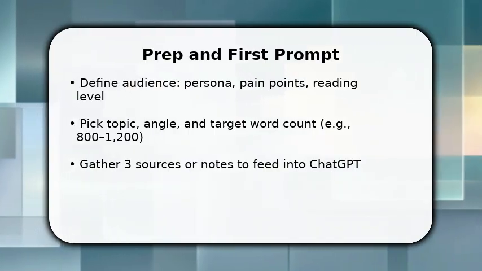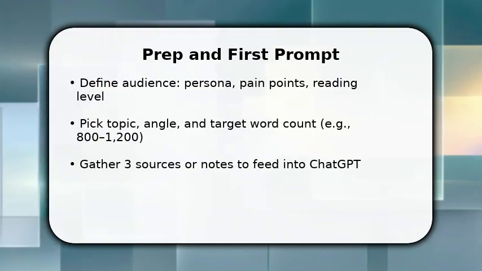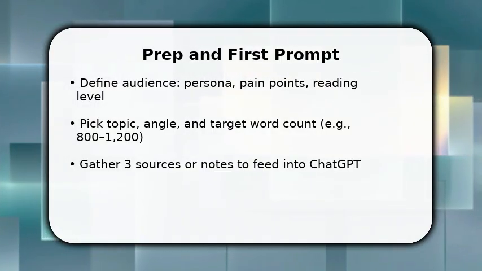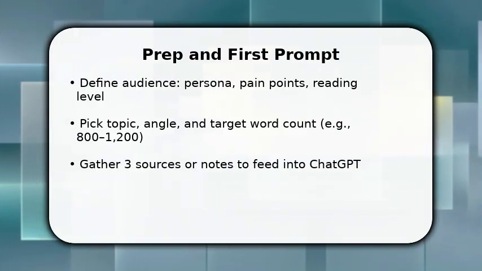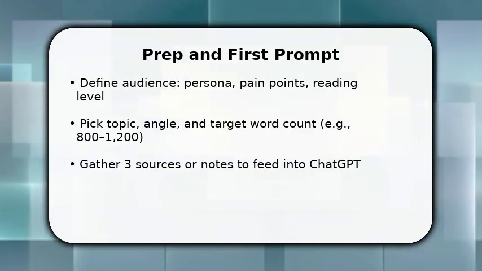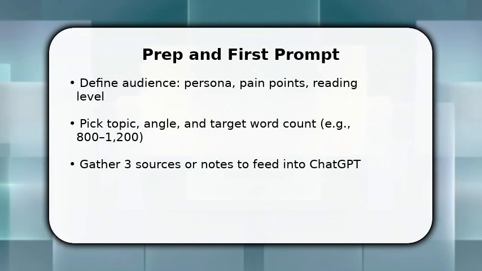Next, copy 3 quick notes or source snippets to paste into the chat. This anchors facts and voice. Now send a short instruction. Request an outline with H2, target audience, tone, and a CTA. That first exchange creates structure and saves revision time.